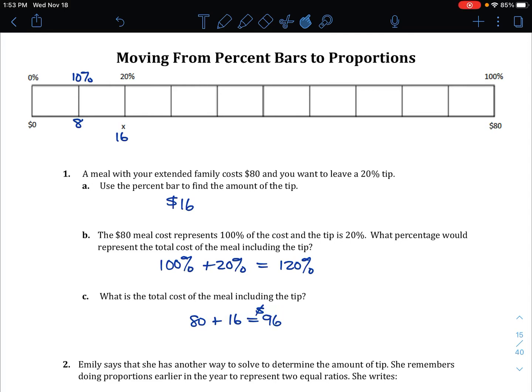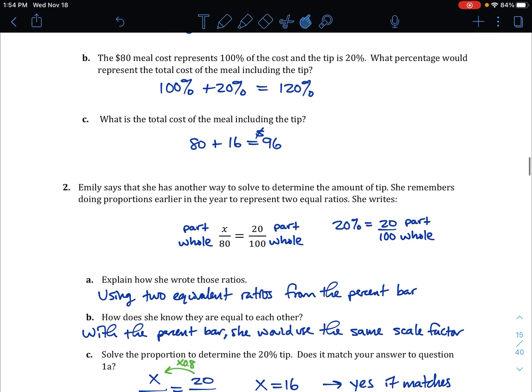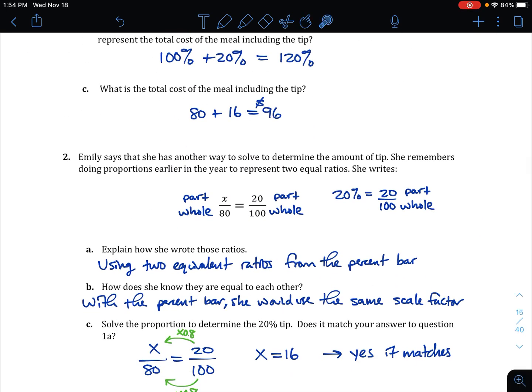Last class we made the jump from percent bars into proportions, and we talked about how if we have 10% here, that corresponds with the 8, the 20% was the x, and the 100% was the whole thing. So using that same kind of relationship, we then were able to make a proportion that looked like this down here, where both sides have the part over the whole. Just the one side has the percent out of 100, because percents are always out of 100.